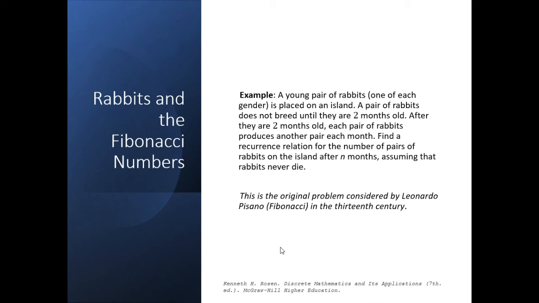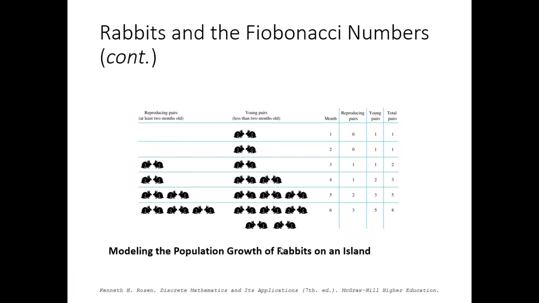Let us take an example of rabbits and how the reproduction of rabbits in this example can be modeled as a Fibonacci series. Let us say that we have a pair of rabbits placed on an island, and this pair of rabbits cannot breed until they are 2 months old. Find a recurrence relation for the number of pairs of rabbits on the island after n months, assuming that these rabbits never die. So here we can understand that in the first month we have one pair of rabbits.